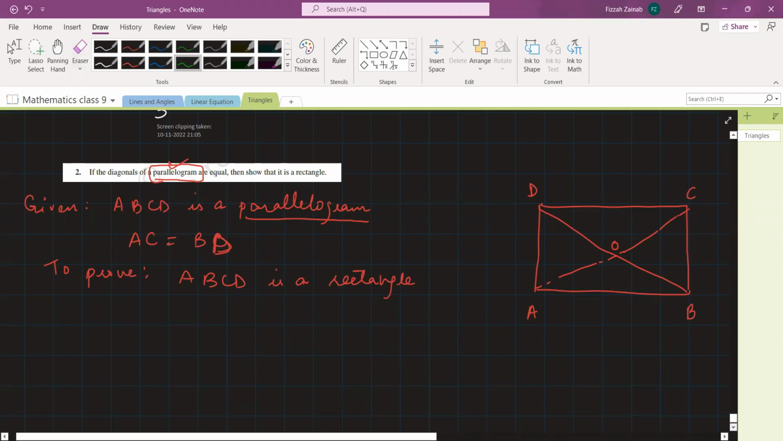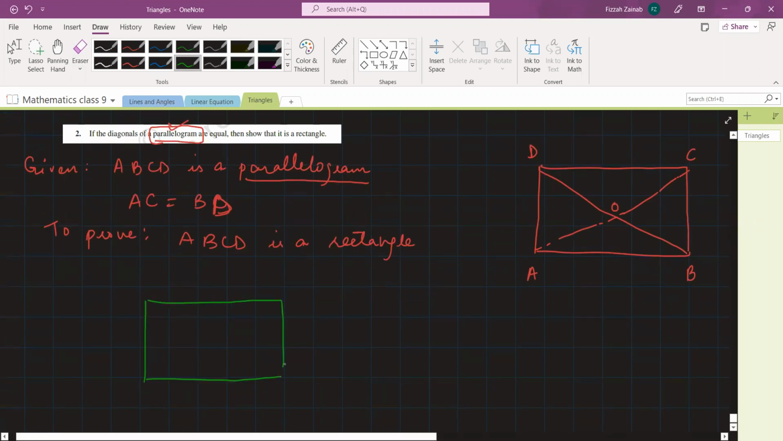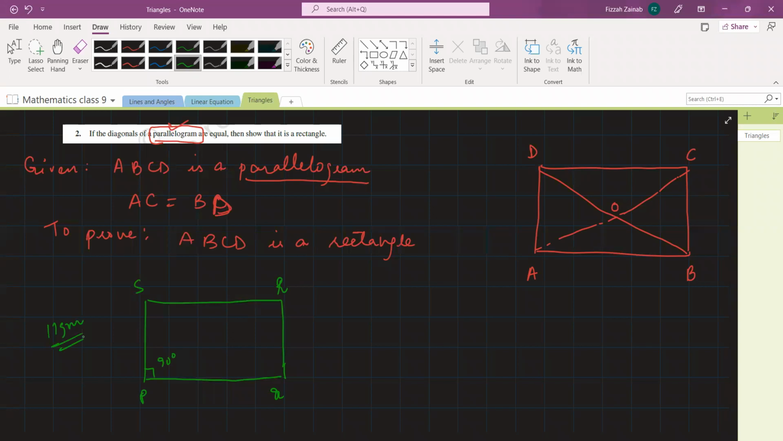Now also, before starting the proof, try to understand one thing. Why am I saying only one angle? See, if only one angle is 90, now see here, P, Q, R, S. Just try to understand, don't write. Now I'm saying that angle P is 90 and it is a parallelogram, right? Now we know in a parallelogram, the opposite angles are equal, right? So that means angle R will also be 90.